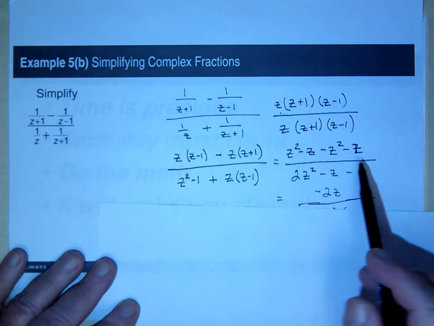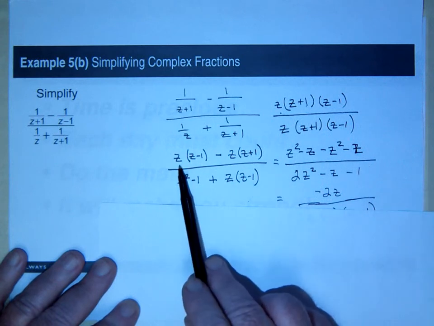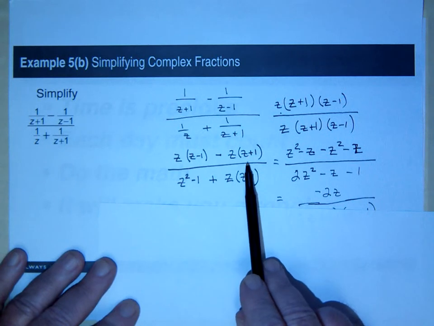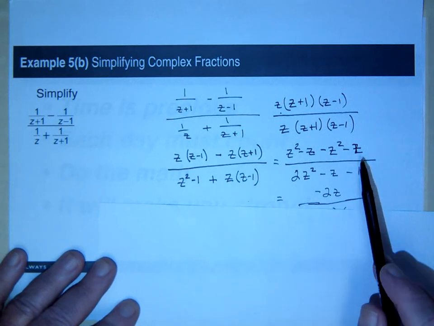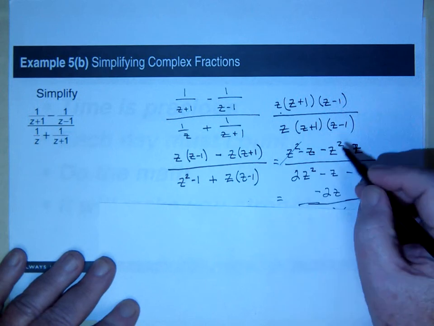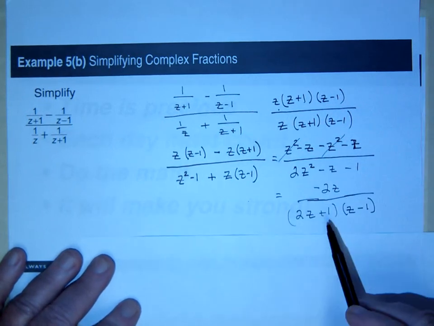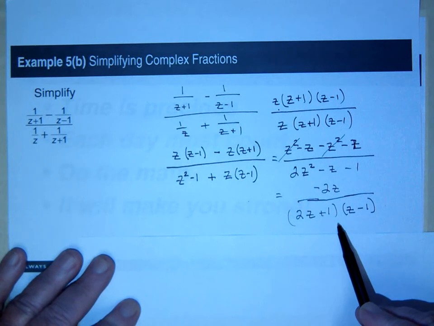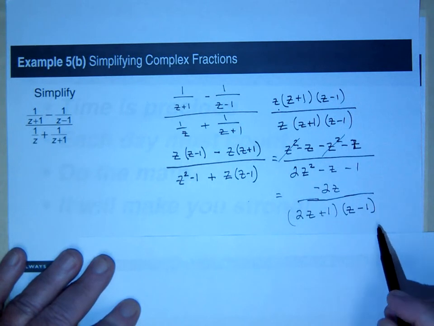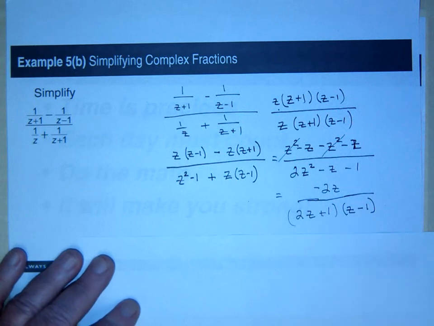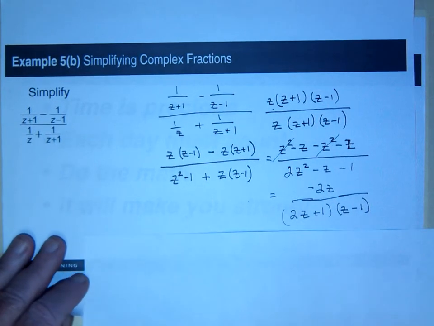Now I will distribute here, getting z squared minus z, and here I get minus z squared minus z. The z squareds will cancel one with another, and I'm left with minus 2z over 2z plus 1 times z minus 1. I could have left that in a non-factored way, but I factored it just to make sure that there was nothing that was being canceled.